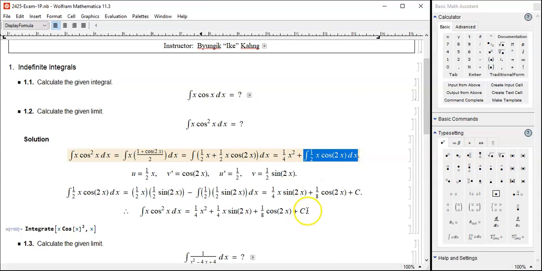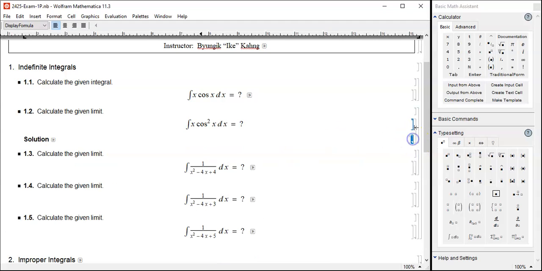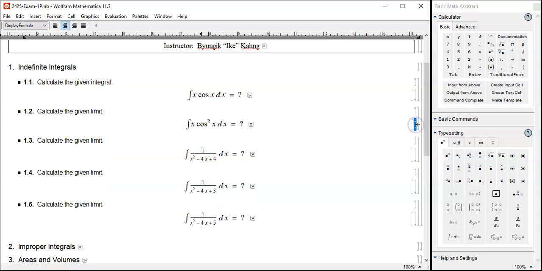So putting everything together, you get the answer. This part done, and the other part we use the integration by parts, like this, and then we get that. Basically, this is a kind of problem that you can easily handle once you see cosine squared going down to this, and then just routine integration by parts. Let's go to the next problem.